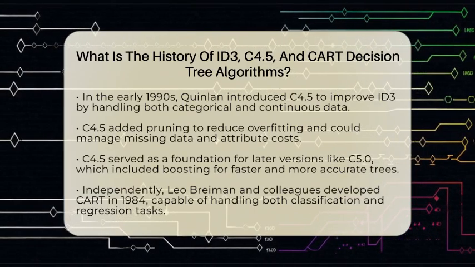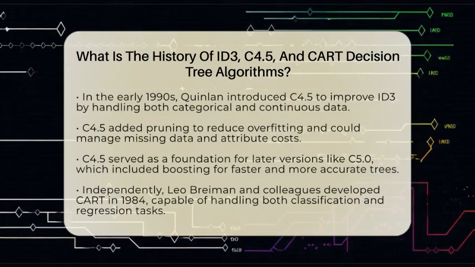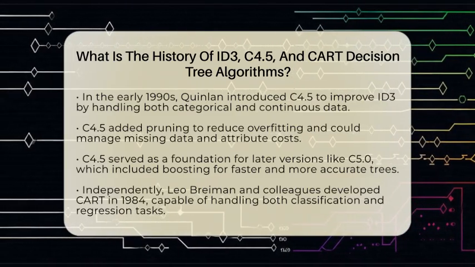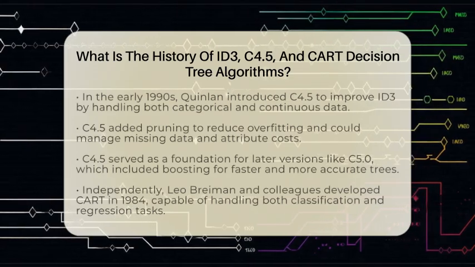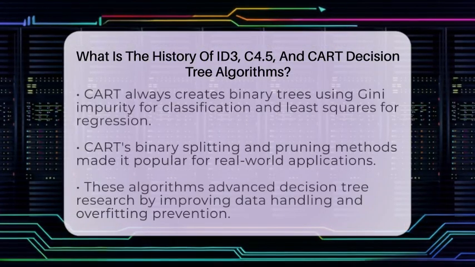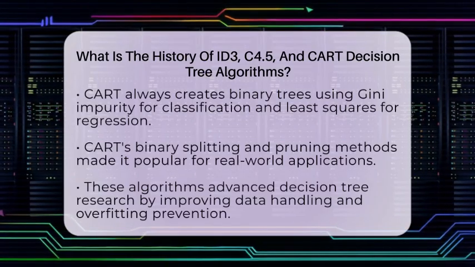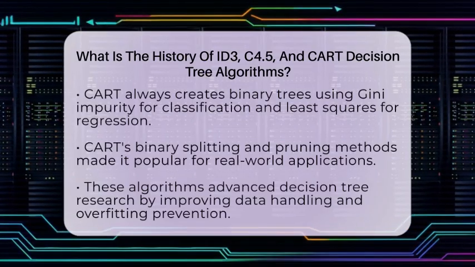C4.5 could also deal with missing data and different costs for attributes, making it more flexible. It became very popular and served as the basis for later versions like C5.0, which added features like boosting to make the trees faster and more accurate.